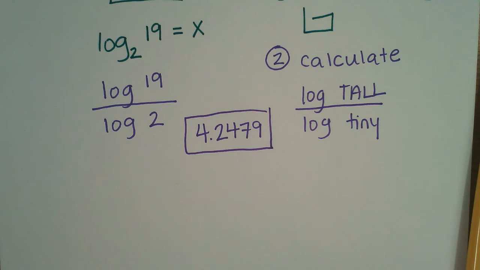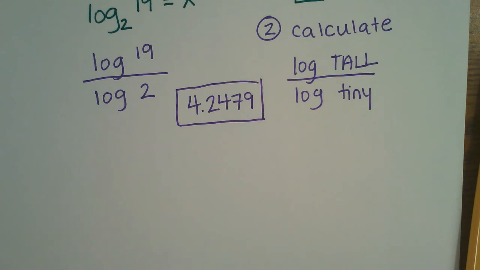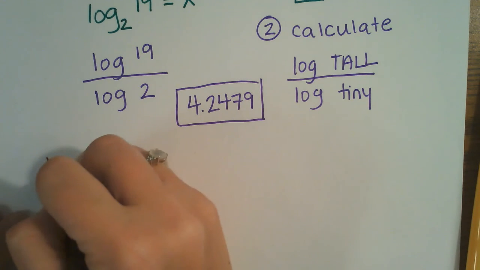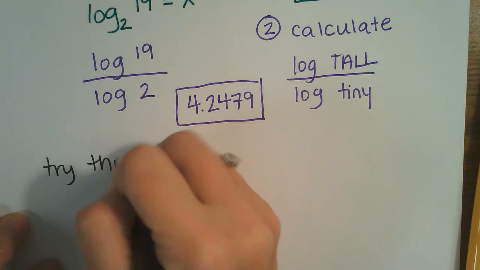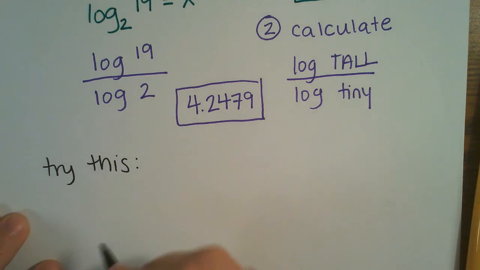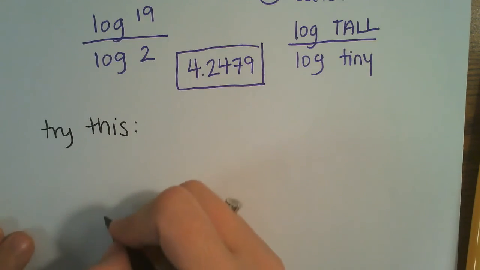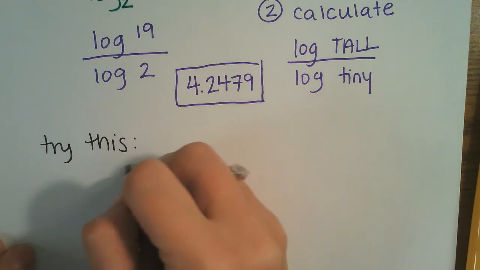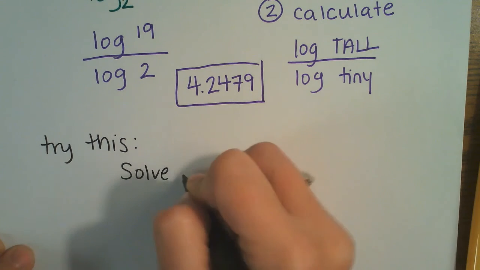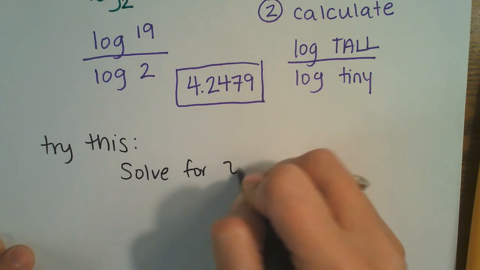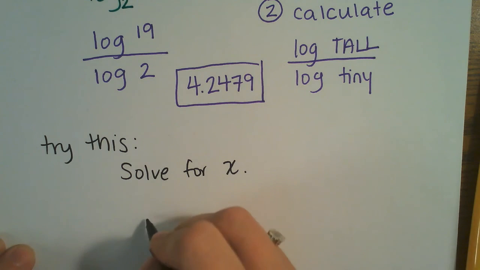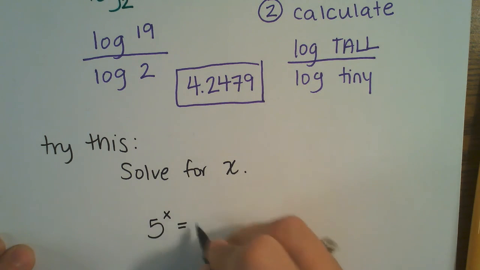All right, I'd like you to try one, and then you should be good to go on your assignment for today. Try this. 5 to the x equals 32.